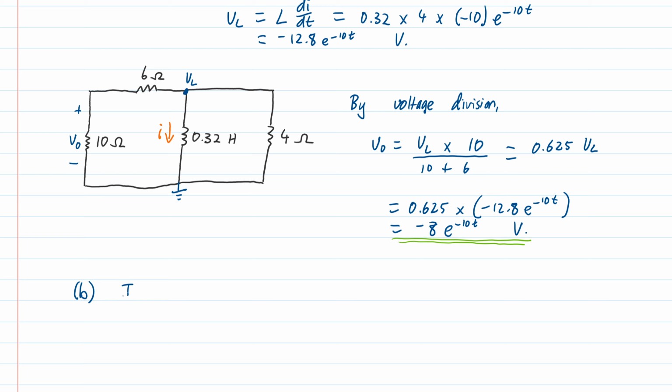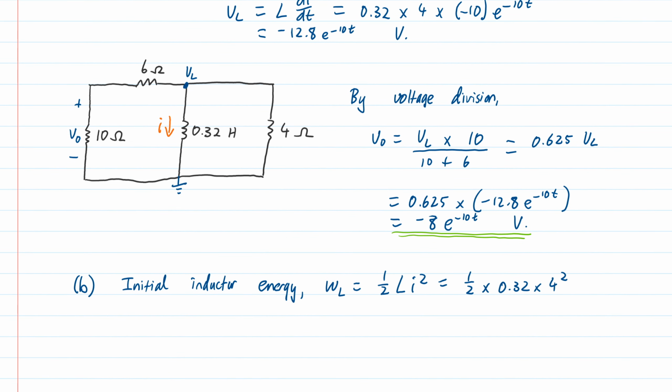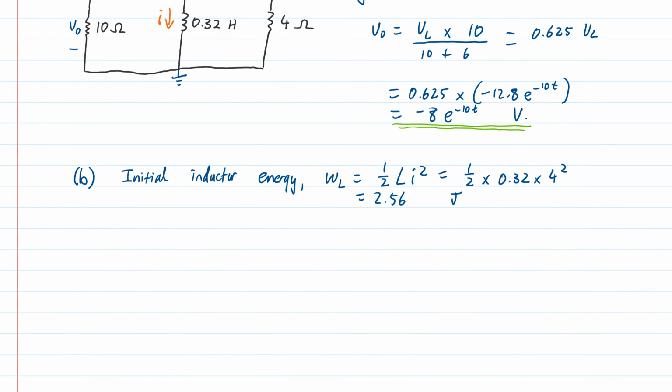So part B, initial inductor energy. Energy in the inductor is 1/2 Li squared. So that is 1/2 times 0.32 henries times the initial current, which was 4 amps, so times 4 squared, I squared. That is 0.16 times 4 squared, which is 2.56, and that's in joules. The SI unit for energy is joules. So that's the energy in the inductor.